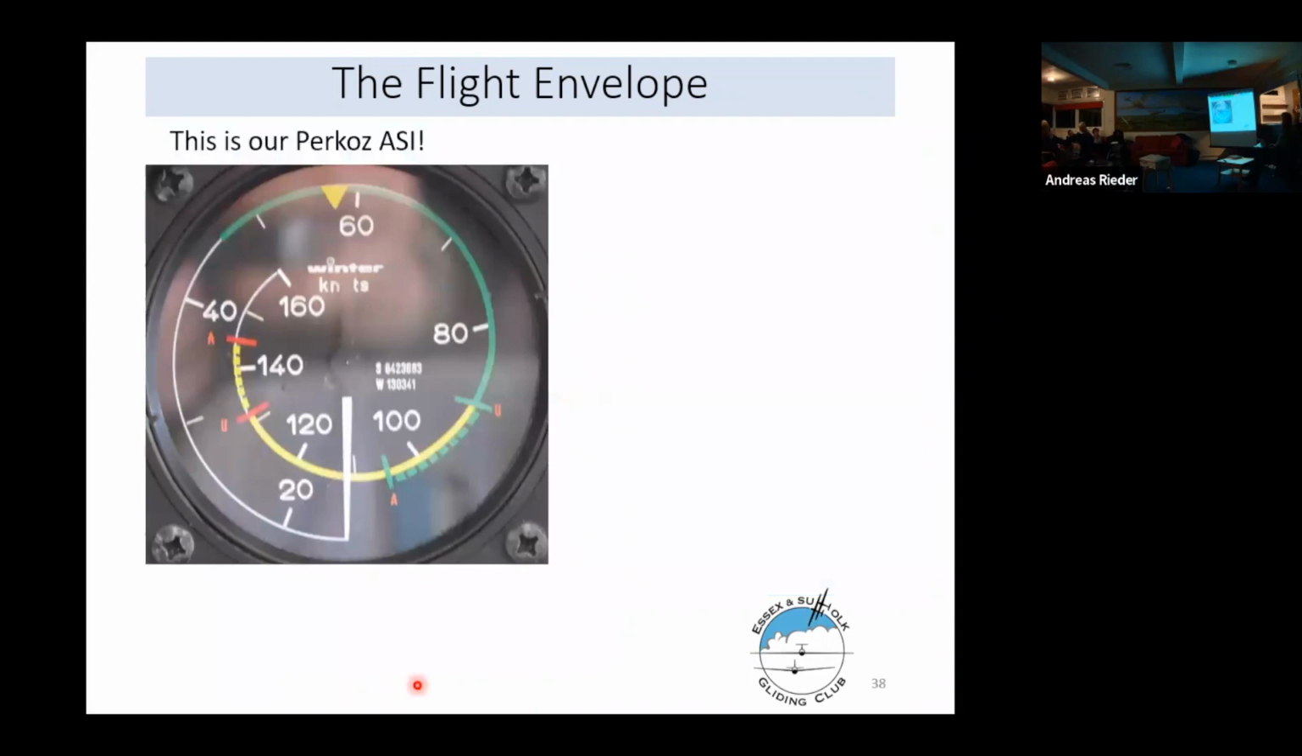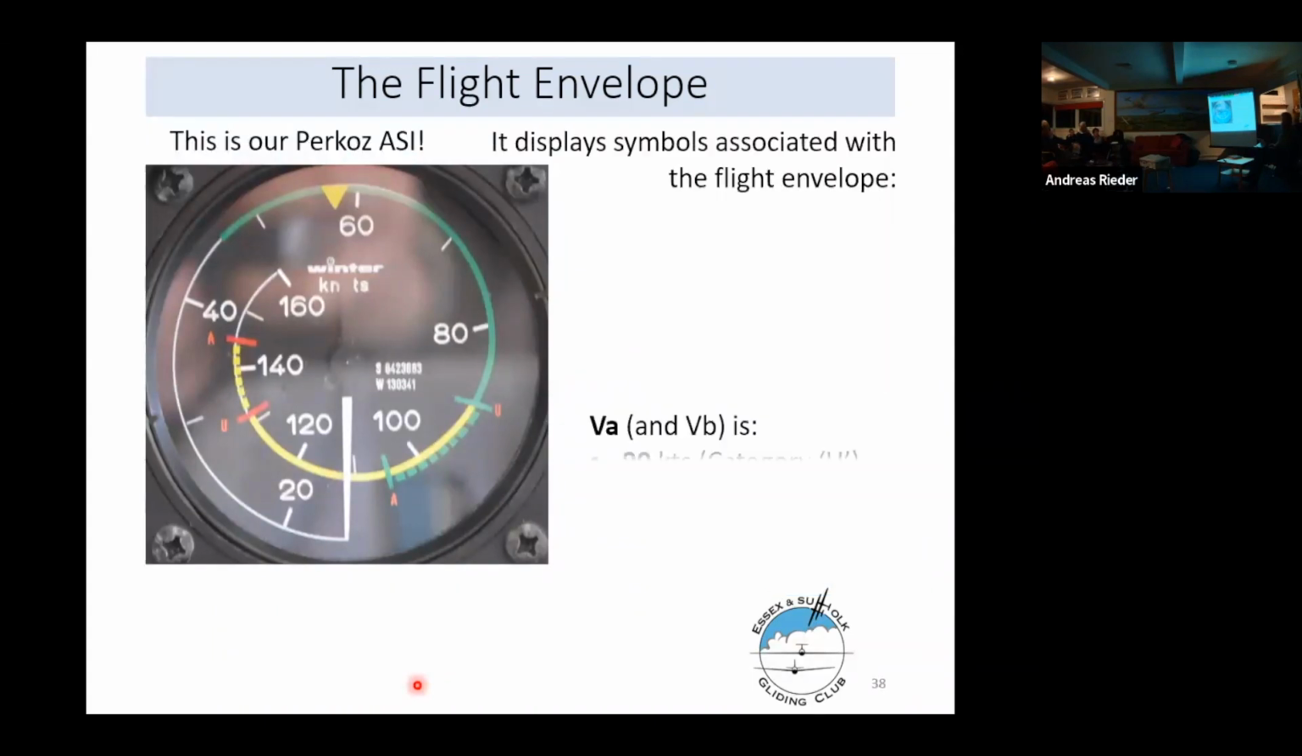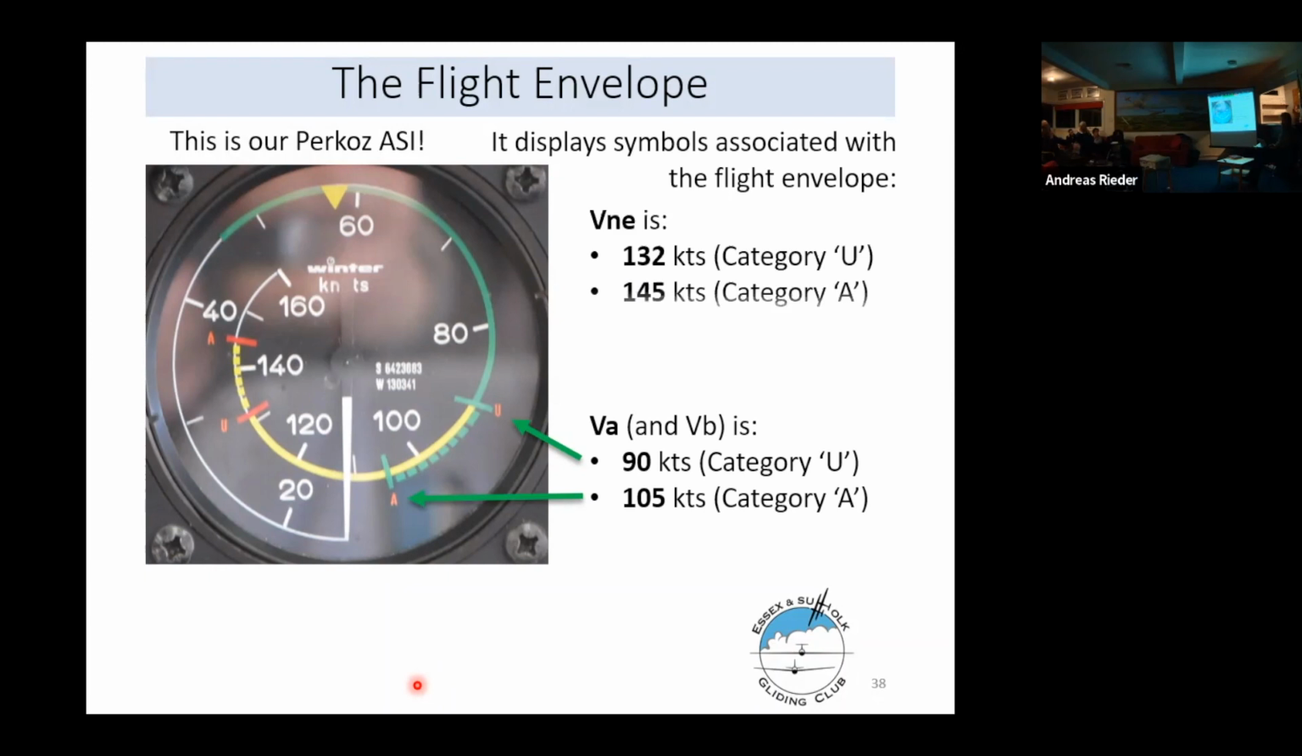Going back to our PERCOS, it displays symbols which we've already associated with the flight envelope. VA, max maneuver speed, is displayed at 90 for category U or 105 for A, and VNE is 132 or 145. So we're all familiar with these figures. We just haven't necessarily understood where they came from.